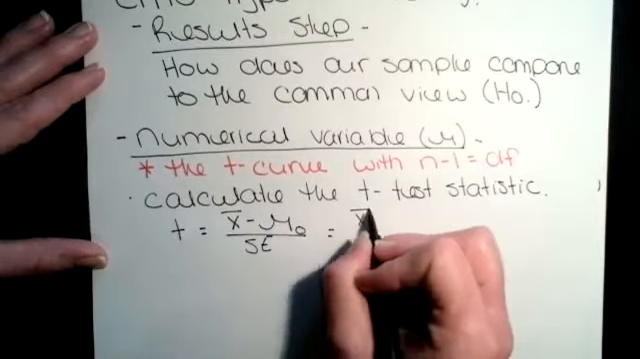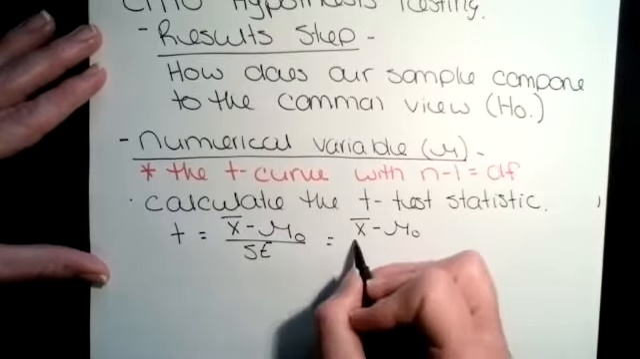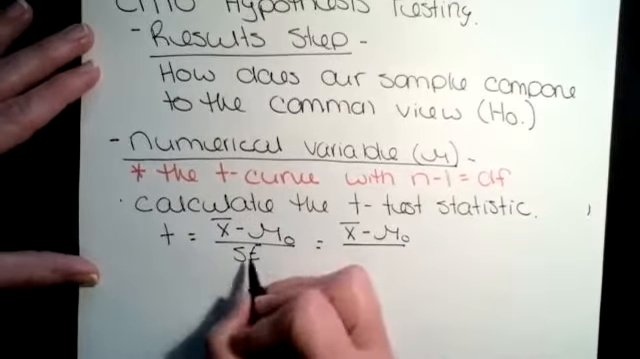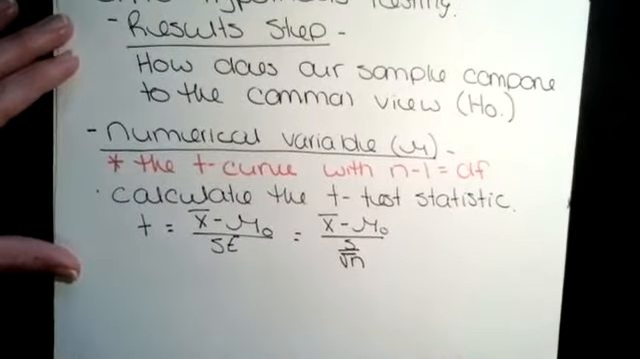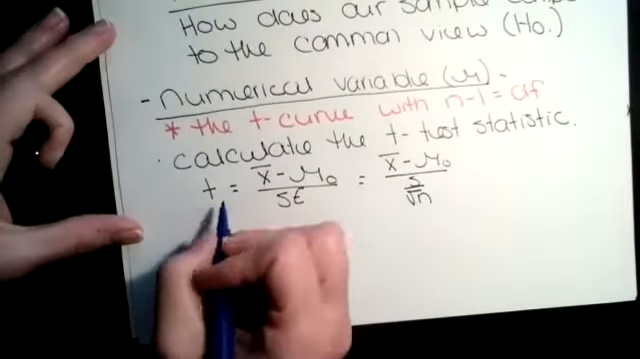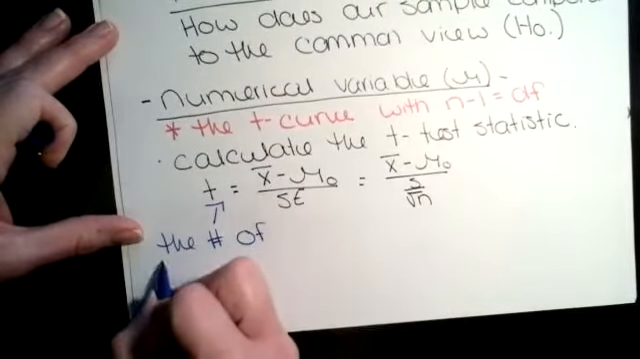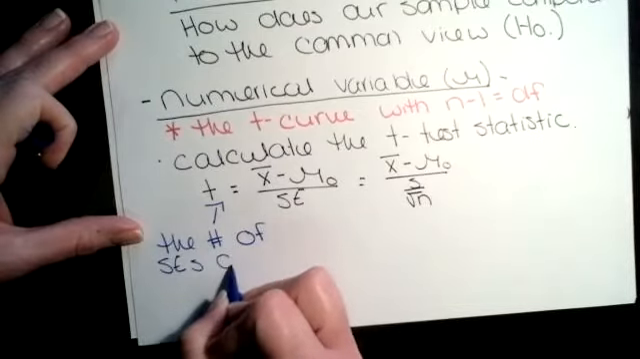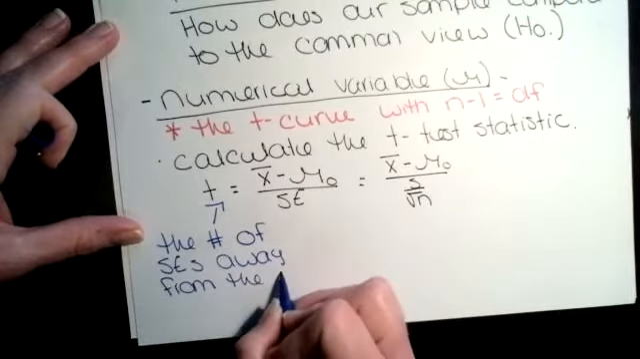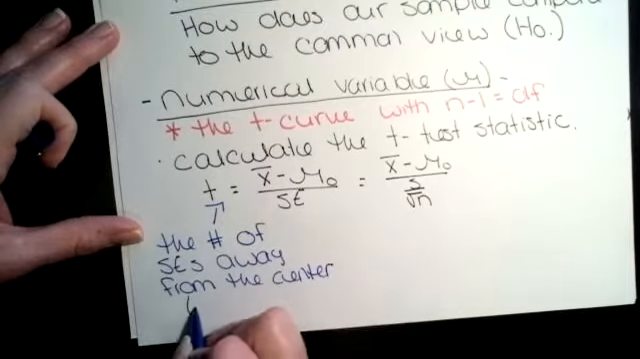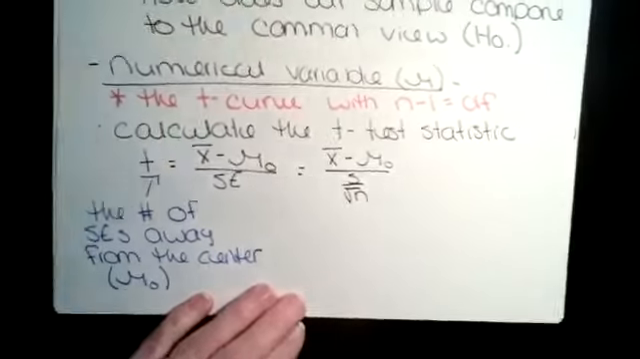So x bar is my sample mean. I'll write all this to the side and we'll talk about what this mu naught is. This is similar to p naught for categorical data. And my standard error is s divided by the square root of n. So I just want to plug that in there. So when I remind you what this means, this is going to be the number of standard errors away from the center of the curve. The center of my curve here is mu naught. That's my center.